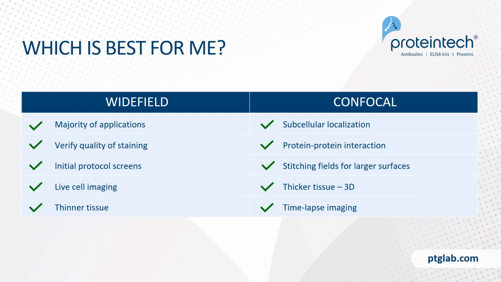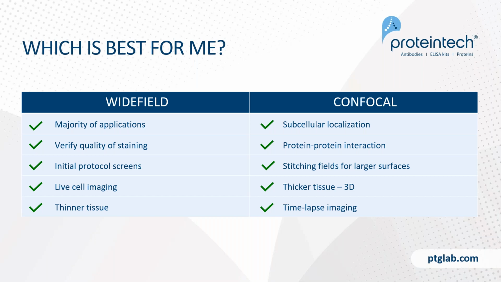So which is best for your experiments? In general, wide field is perfect for the majority of applications, providing that your signal to noise ratio is sufficient. Wide fields are often used to verify the quality of staining or your initial protocol screens before moving on to the confocal microscope. Wide fields are also cheaper to use and are generally more widely available. Due to the fast acquisition time, wide field can be used for live cell imaging, and is also good for thinner tissue where z-axis resolution is not required.